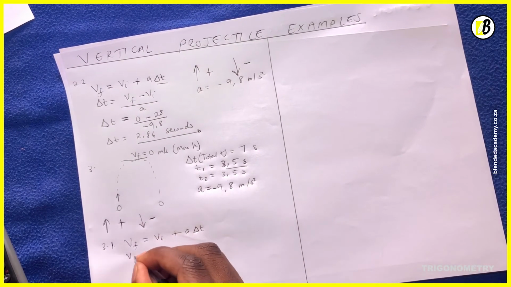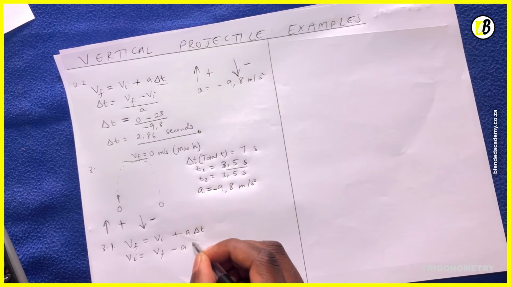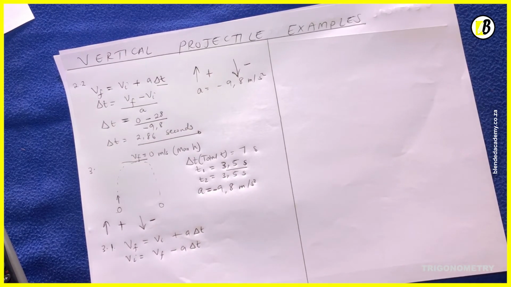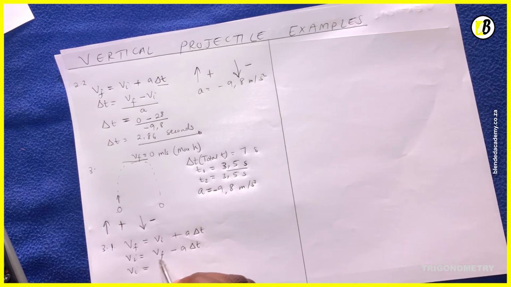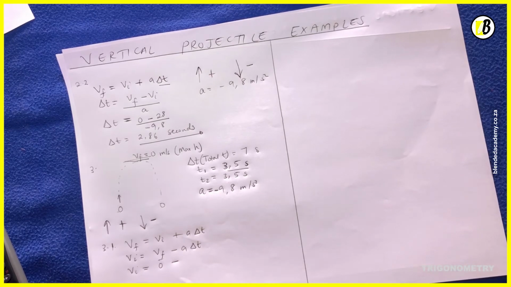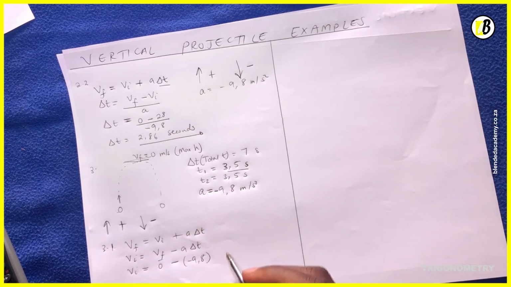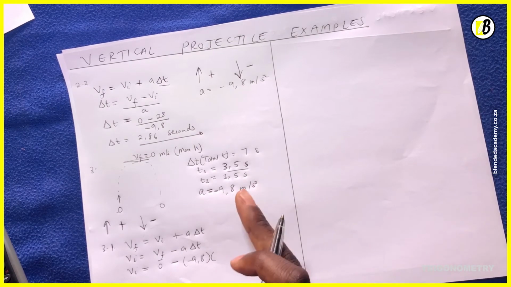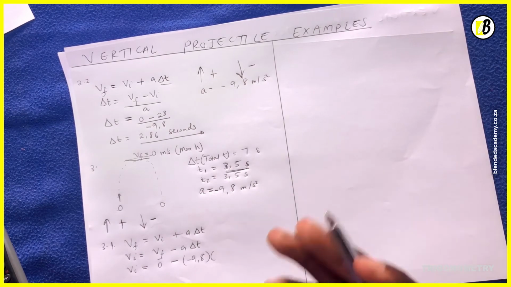Let's just make VI the subject of the formula. VI equals VF minus a change in time. And now from there, we just need to substitute our given values. So now the final velocity, let's take the velocity at maximum height. So that will be 0. And then the acceleration will be minus 9.8 meters per second squared because it's always in a downwards direction. Multiplied by the time it's going to take to reach the maximum height. So remember that we're given the total time. So the time it's going to take to reach the maximum height is just going to be half of that total time. So it's going to be 7 divided by 2, which is 3.5.